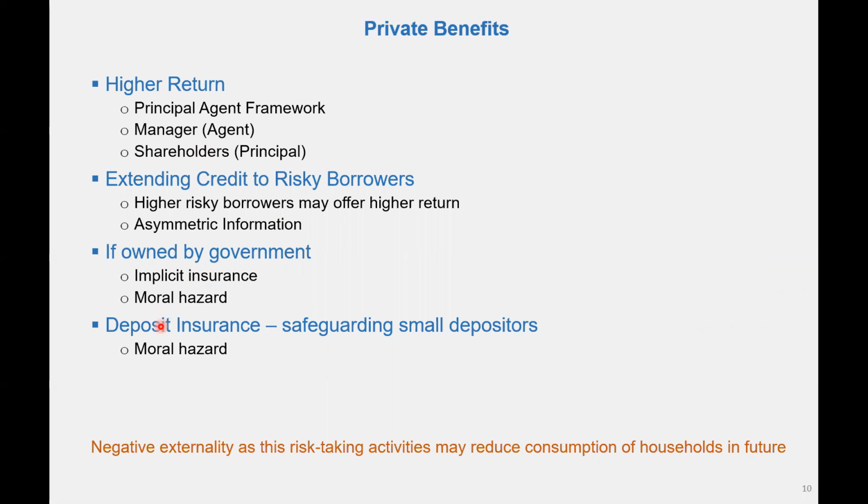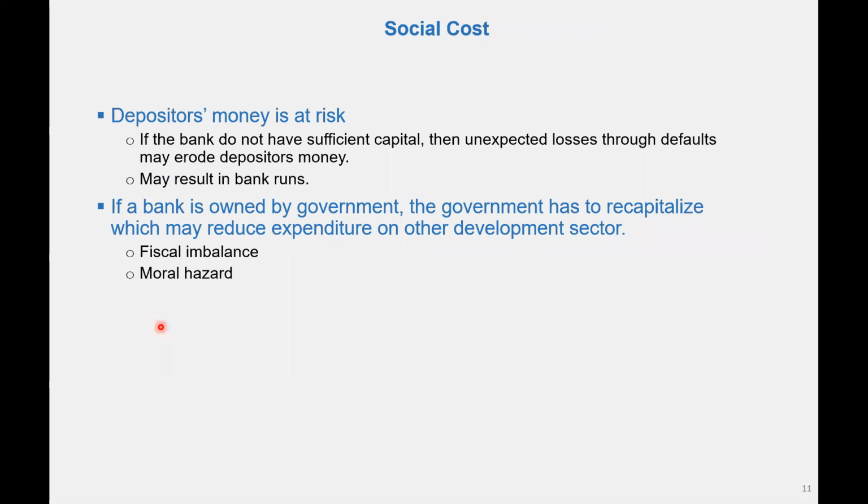And fourth, deposit insurance, which says that a certain amount of the depositors' money is already insured. For example, if it is 1 lakh, then a depositor will get 1 lakh or the deposit amount, whichever is less, whenever a bank faces a very severe crisis. So you see, this is a negative externality. These private benefits actually bring a social cost.